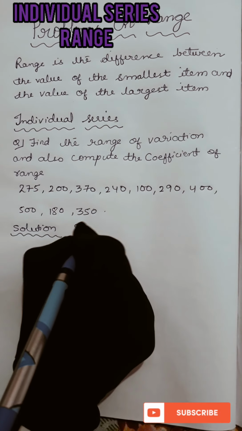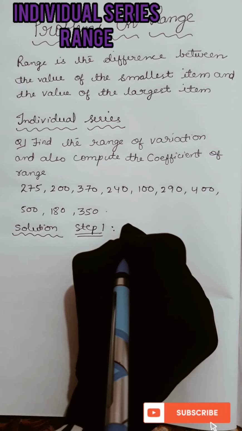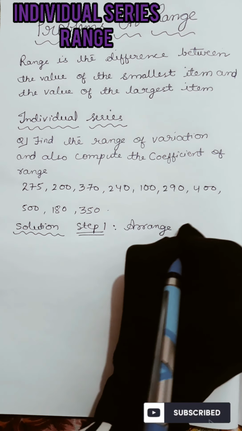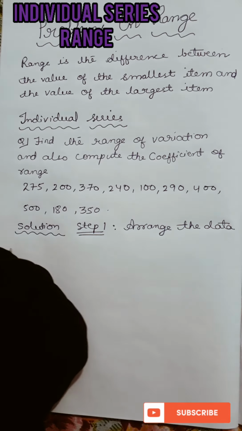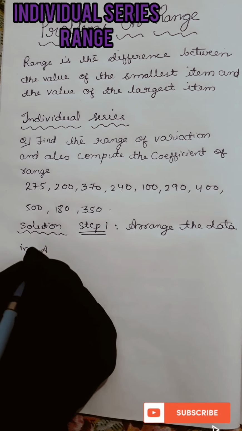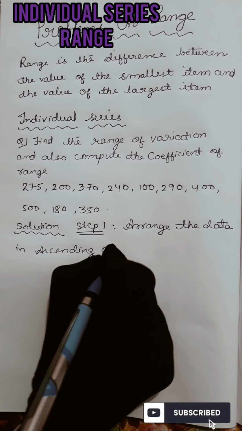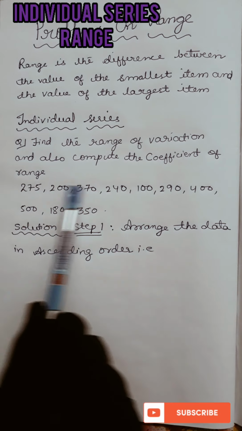Step 1 in the calculation of range is arrange the data in the ascending order. The formula of range is L minus S. L is the largest number and S is the smallest number. So we have to identify which is the smallest and which is the largest number. Let's start solving this question. Step 1. Arrange the data in ascending order.